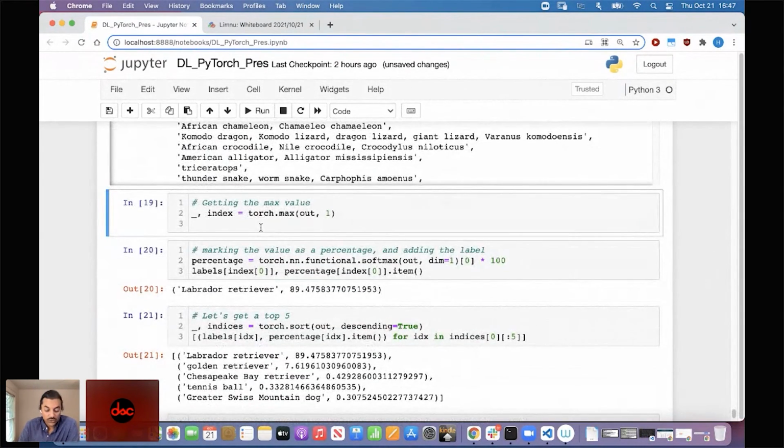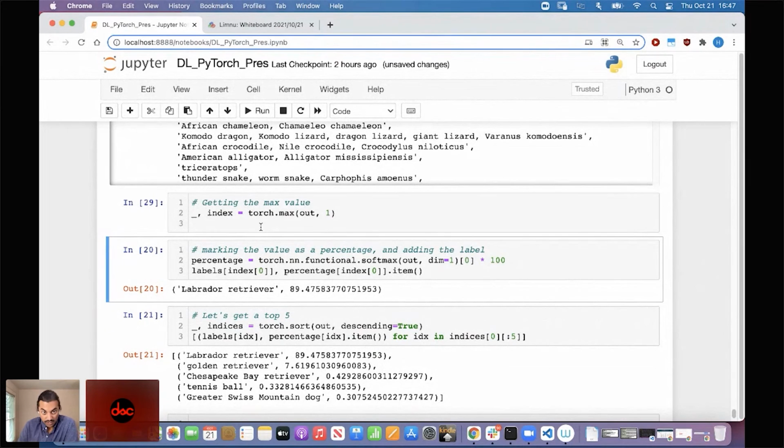So here I want to get the max value of our image. You'll see what that means in a second. And so now I want to figure out, what do you think this image is, based on a percentage? This guy. It turns out, according to this model, it's a Labrador Retriever, and it's about 89.47% confident it's a Labrador Retriever.